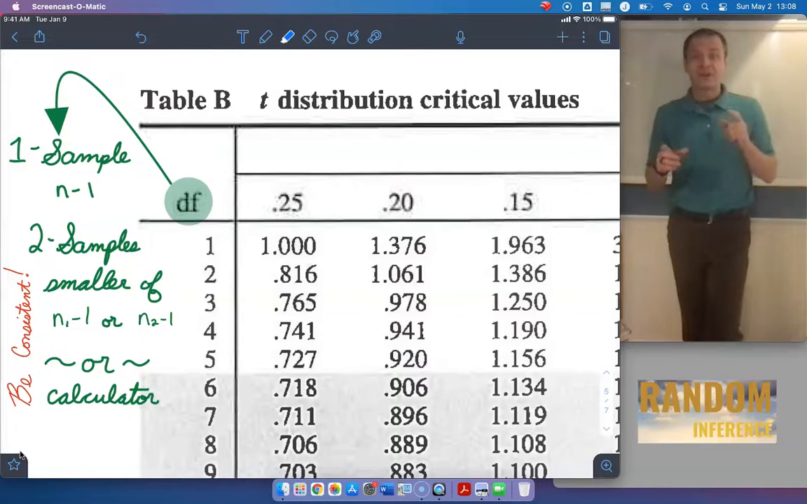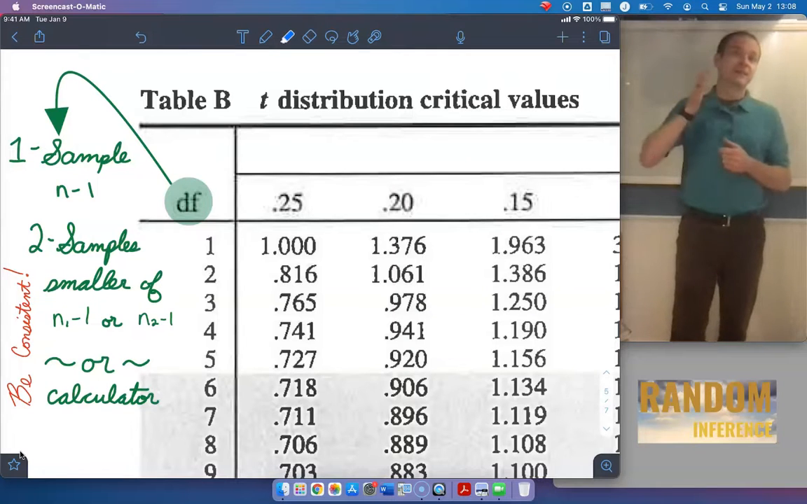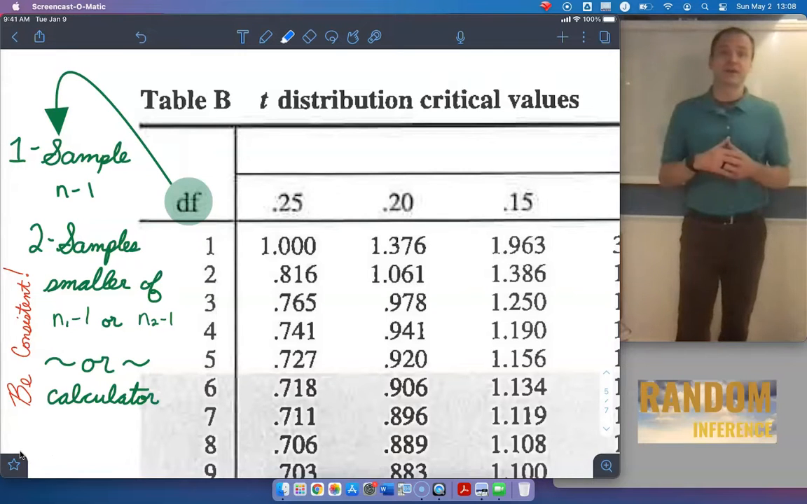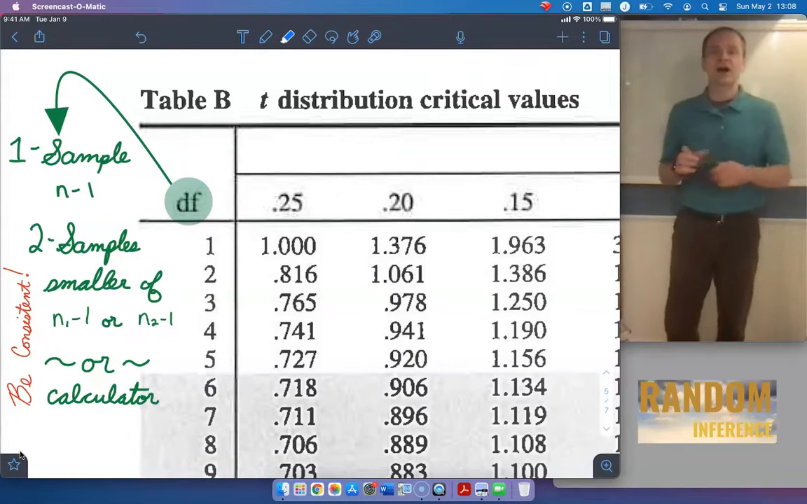Now, the one thing you need to keep in mind is to be consistent. If you're going to use the calculator for degrees of freedom, you better be consistent and use the calculator for everything. If you're going to use table B for degrees of freedom, then you have to be consistent and use table B for everything. You can't jump back and forth based off of what's easier in each step. You pick a path and you stick with it. So those are your options.